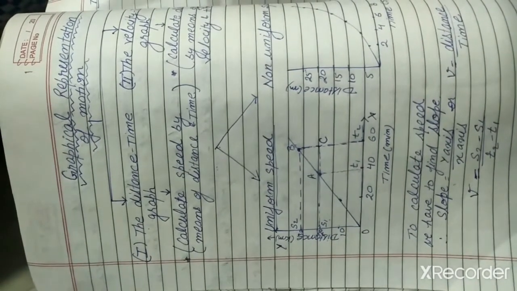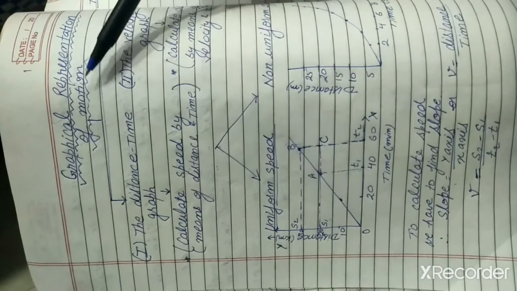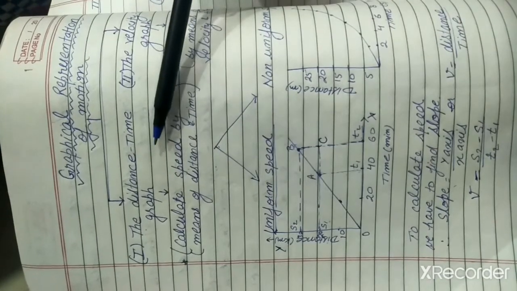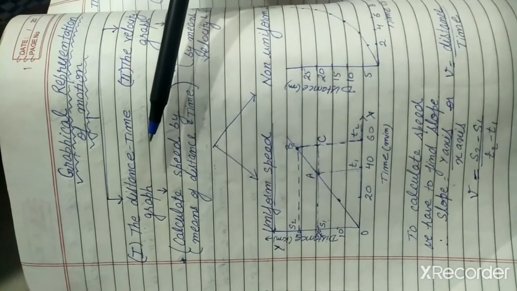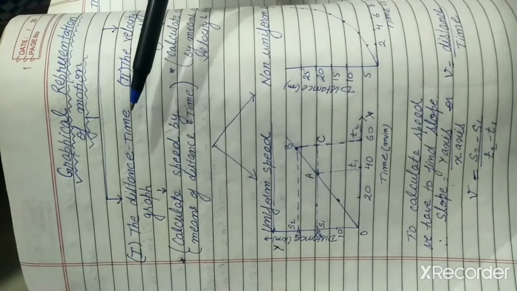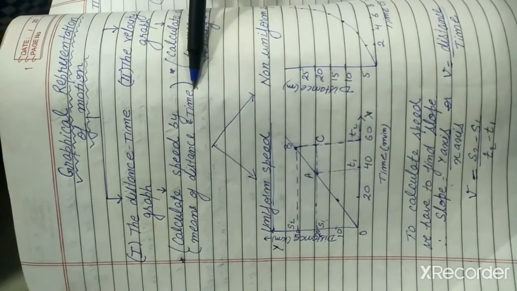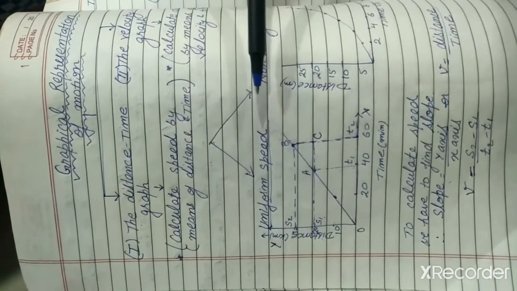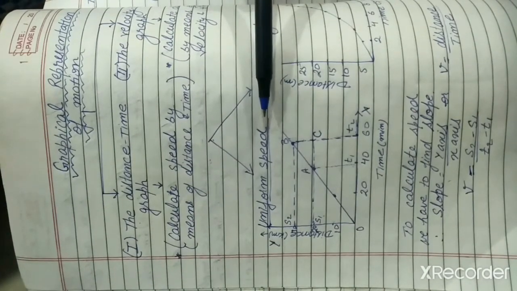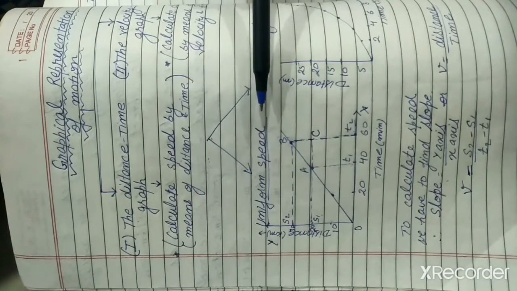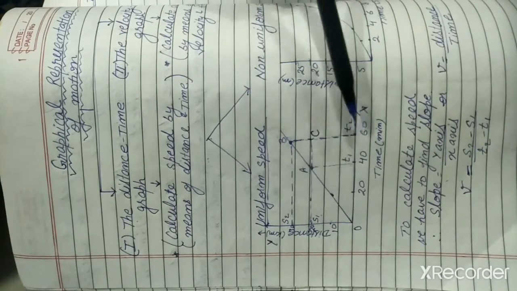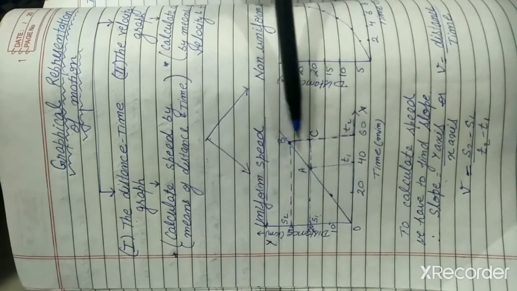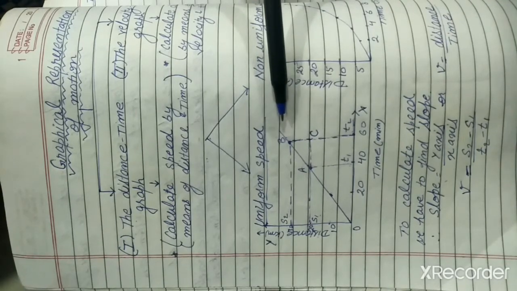Welcome to science class. As we are discussing the graphical representation of motion, here I have summarized. In the previous class, we discussed the distance-time graph, right? We can calculate speed by means of distance and time. We see two cases here. The first is when the speed is uniform. Uniform motion means when an object covers equal distance in equal intervals of time. So we get a straight slope from the origin for uniform speed.